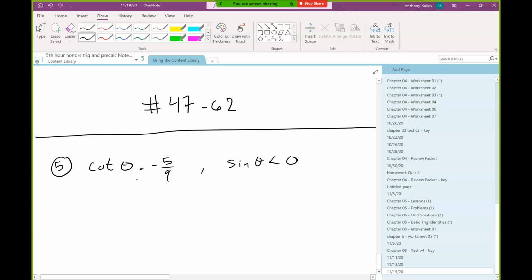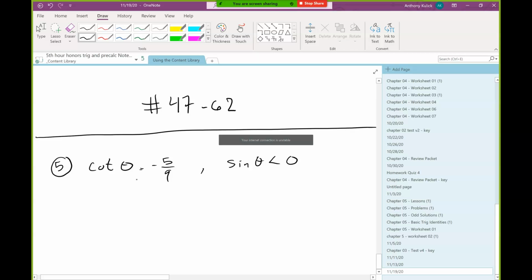Okay. So we're looking for the value of the other. I think they're the same as what we... So I'll just... I'm not sure if they're the same or not.